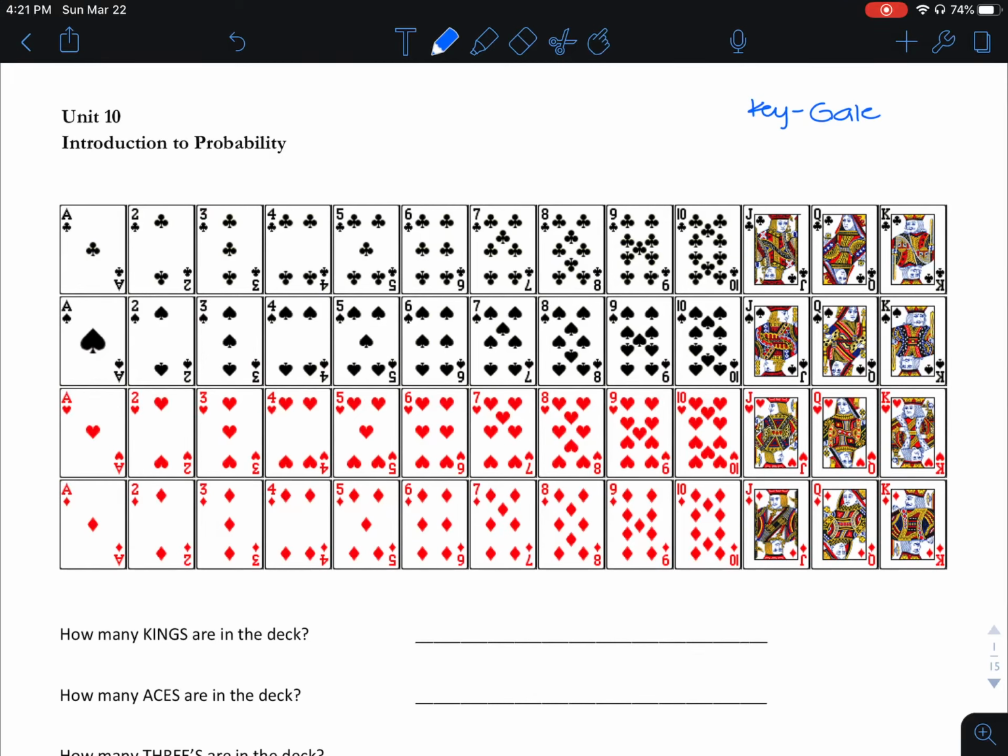This next unit we're starting is Unit 10, Introduction to Probability. So we're going to talk about some probability. Probability is the likelihood of something to happen, but we're going to get more into that in a second.